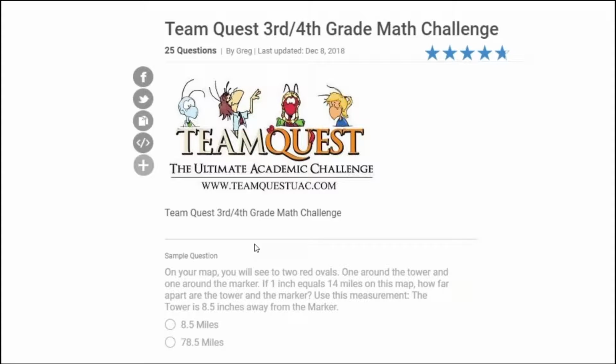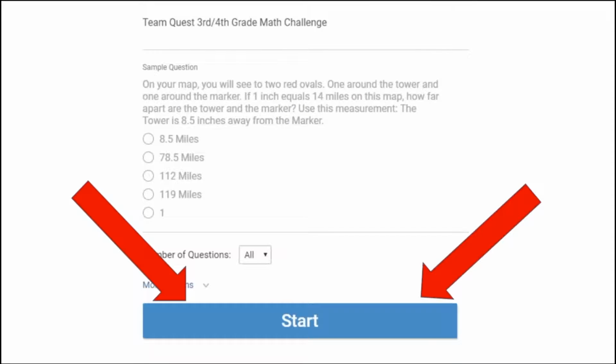When you get to this website, you're going to see the Team Quest logo. You're going to see that it's the Team Quest 3rd and 4th grade math challenge, and then you're going to see a sample question. Don't worry too much about the sample question. It's just to show you what the questions are going to look like and what the choices are going to look like. As you scroll down the page, there is something important to look for. You're going to see a blue start button.